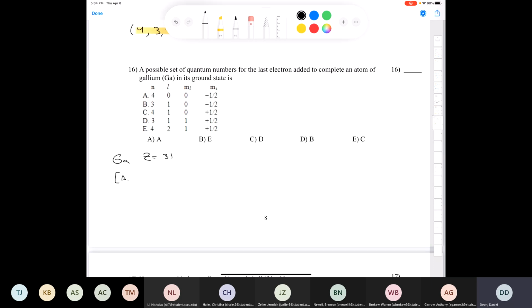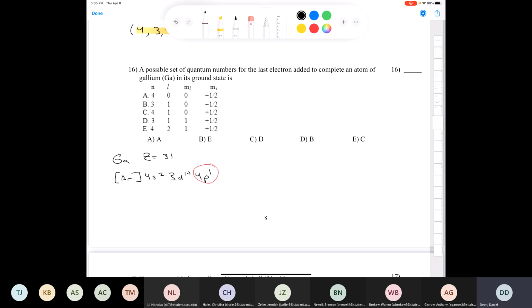So the shorthand configuration is going to be argon. After argon, we have 4s2. Then we have 3d10. And then we're back into the 4p. So we have 4p1. Therefore, this is the last electron added here.